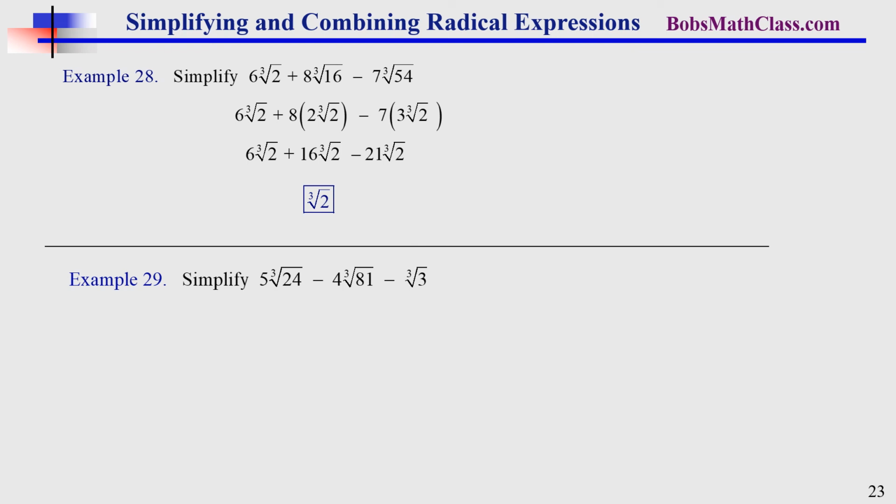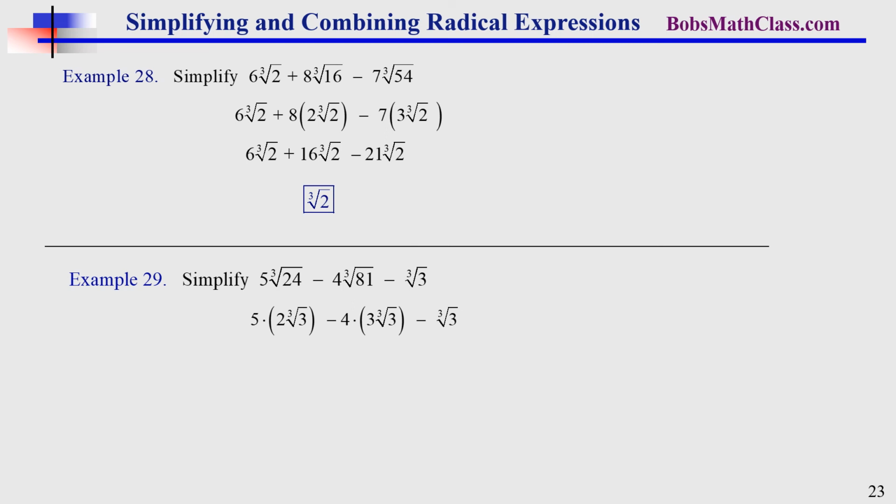Okay, number 29. Same idea. You might want to pause it and work it out on your own. Okay, 24. If you use the prime factorization, there's 3 2's and a 3. So a 2 will come out, a 3 will stay inside. In 81, it's 4 3's, so a 3 will come out and a 3 will stay inside. In the last term, there's nothing you could do, there's just 1 3.